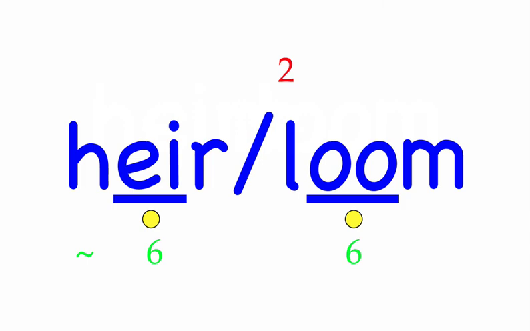Veil. Veil. The woman wore a veil to church. Veil. Three sounds. V, A, L. Veil. Mark the word. Veil. And this completes the dictation of words from lesson 516.